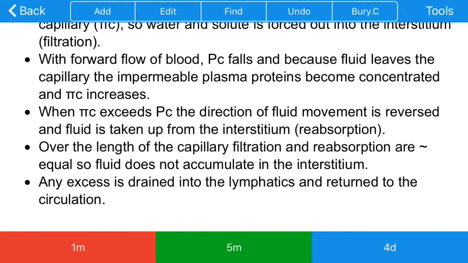Pi C exceeds the PC, reversing the fluid flow, and the interstitium is reabsorbed. Over the length of the capillary, filtration and reabsorption are approximately equal, so fluid does not accumulate in the interstitium. However, if the pressure is too high, then you have pitting edema, presumably. So that could happen if you have heart disease, right? Not sure.